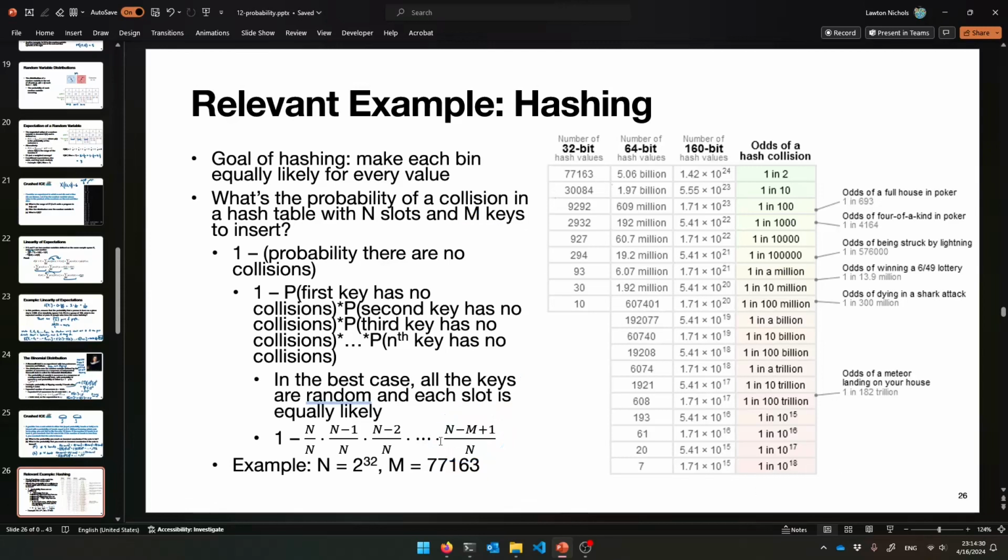And this formula leads to a very interesting realization. Even if you have a lot of room in your hash table, say 2 to the 32 buckets to choose from, so that's like 4 billion-ish, and you only insert less than 100,000 things, so that's barely any of the hash table, you still end up with about a 50-50 chance that you've collided by then. Inserting less than 100,000 things in a hash table with 4 billion entries of room. So that's crazy. That's unintuitive.